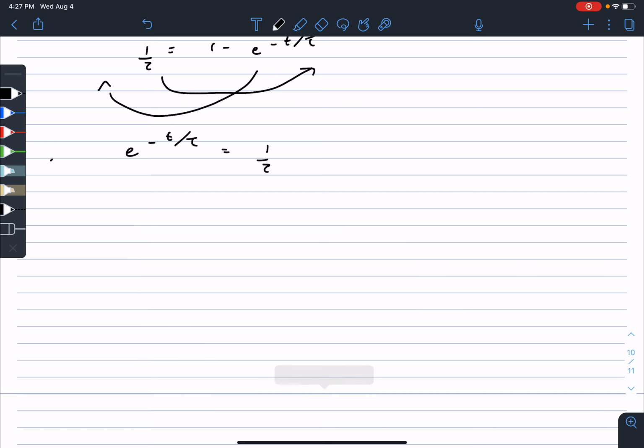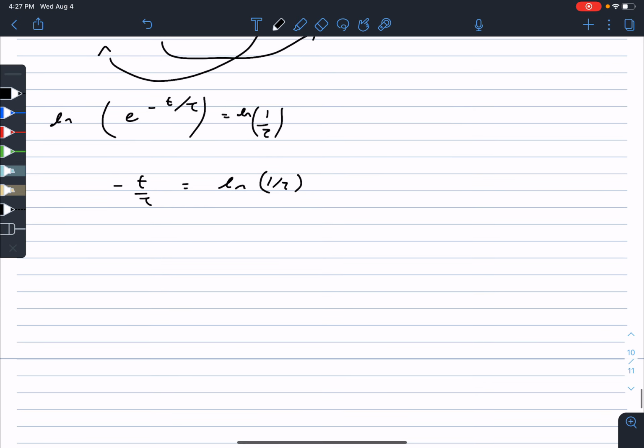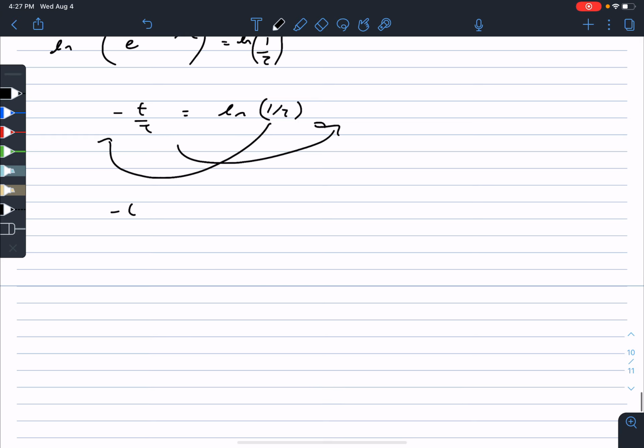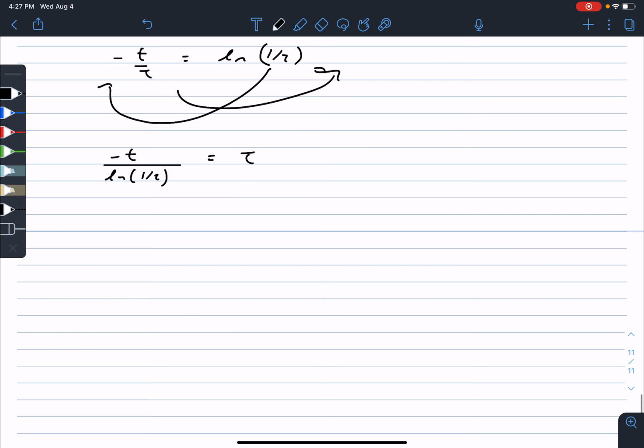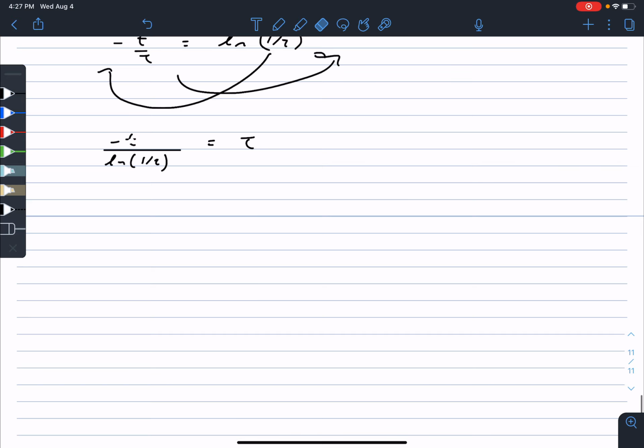Take the natural logarithm of both sides. That gives you negative t over tau equal to ln 1/2. We're trying to solve for tau, so we put this on the other side: negative t over ln 1/2 equals tau. We plug in the value for t, which is 0.1 seconds, and this gives us a value of 0.144 seconds.